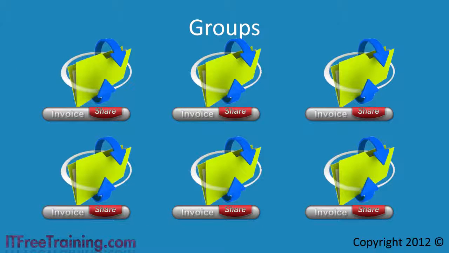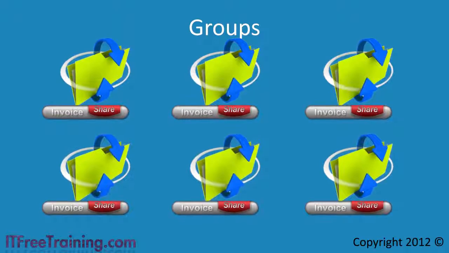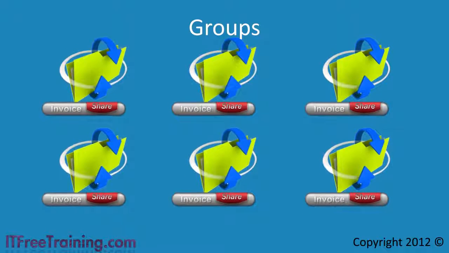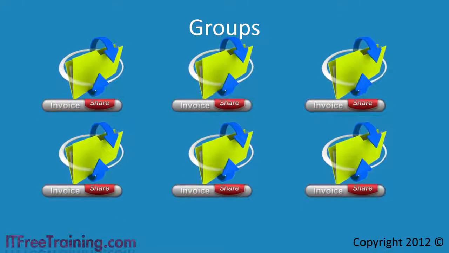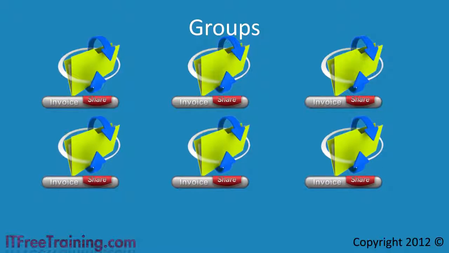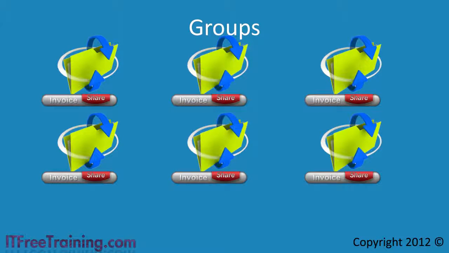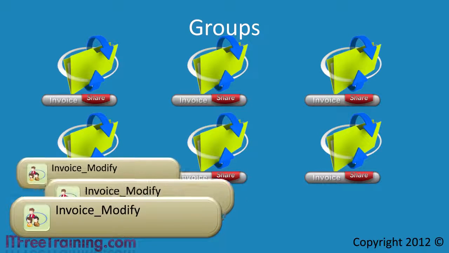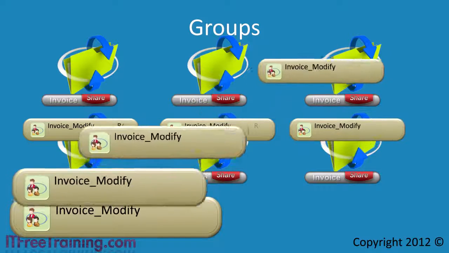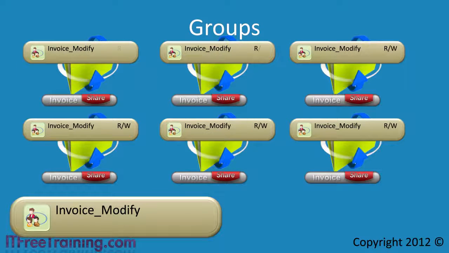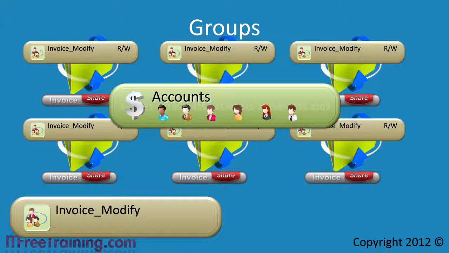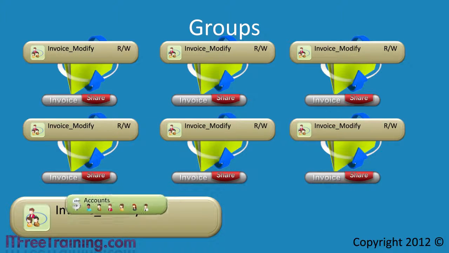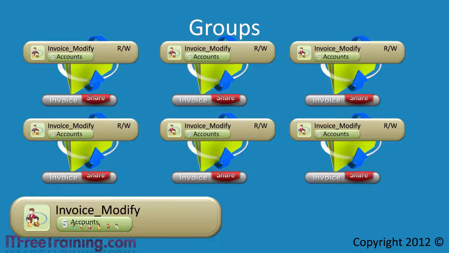Let's start again with this example using a different approach. This time, instead of assigning the permissions of the share directly to the accounts department, you instead create a new group called Invoice Modify. This group you assign to all the invoice shares, giving it read and write access. Next, you simply need to add the accounts group to the Invoice Modify group. Placing groups inside other groups like this is called nesting.